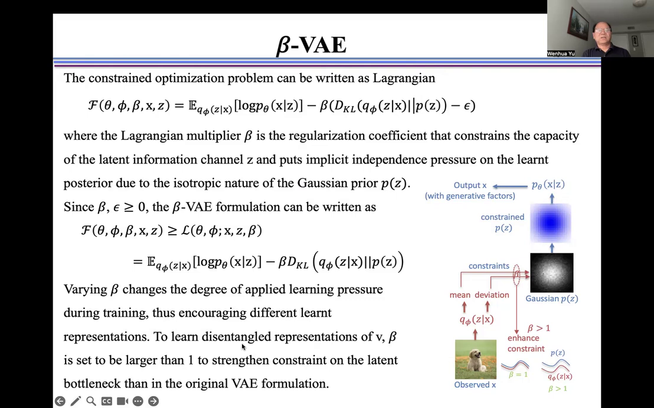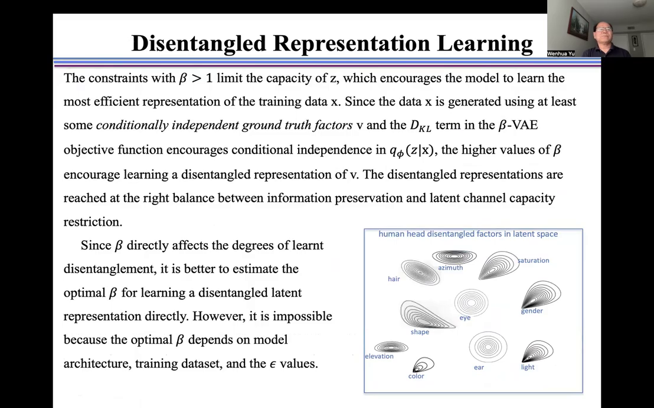To learn disentangled representations of V, beta is set to be larger than 1 to strengthen the constraint on the latent bottleneck compared to the original VAE formulation. The constraints with beta larger than 1 limit the capacity of Z, which encourages the model to learn the most efficient representation of the training data X.